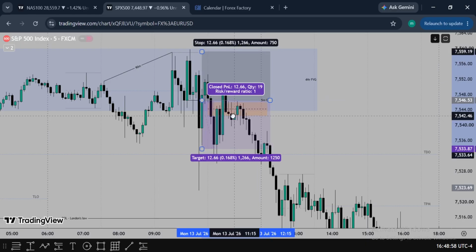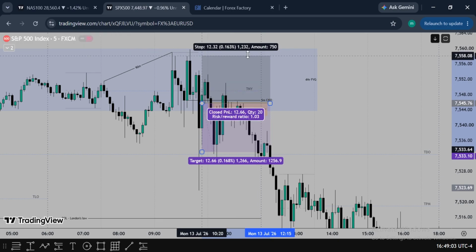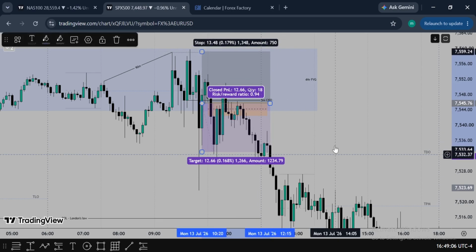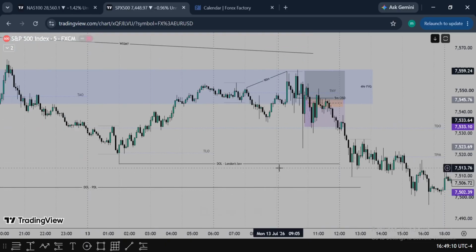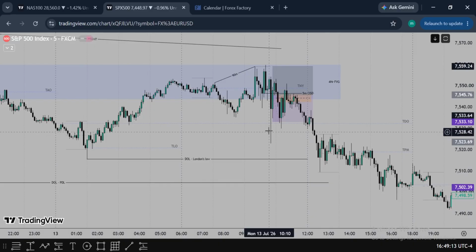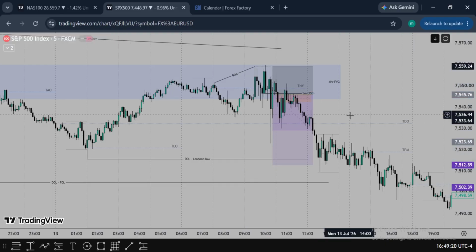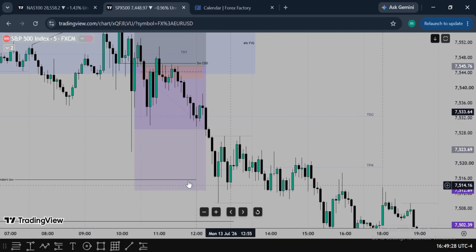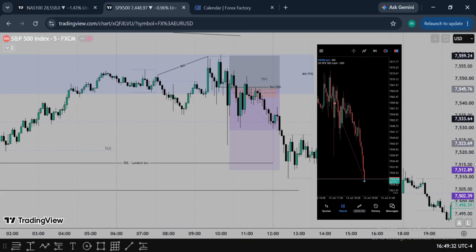So my entry for this trade was the 5-minute change in state of delivery and I put my stop loss at the protected swing high. One thing I recommend on your trades is to always put your stop loss at protected swing points. In this case we have a confirmed protected swing high, so putting my stop loss on the protected swing high is a very wise thing to do, and my target was London's low as we anticipated at the beginning. So as you can see, our analysis was correct and price has delivered to our draw on liquidities.